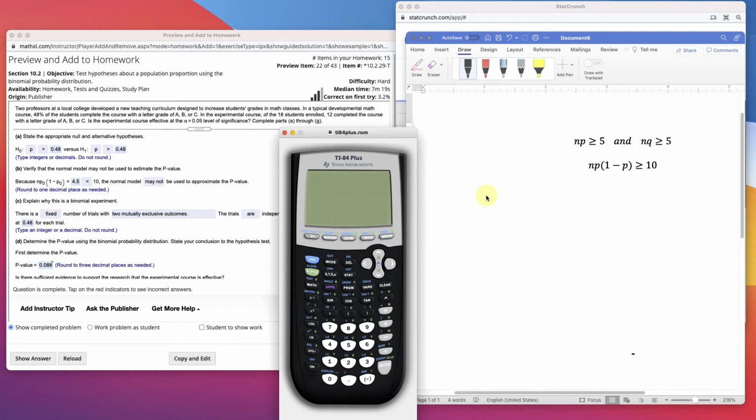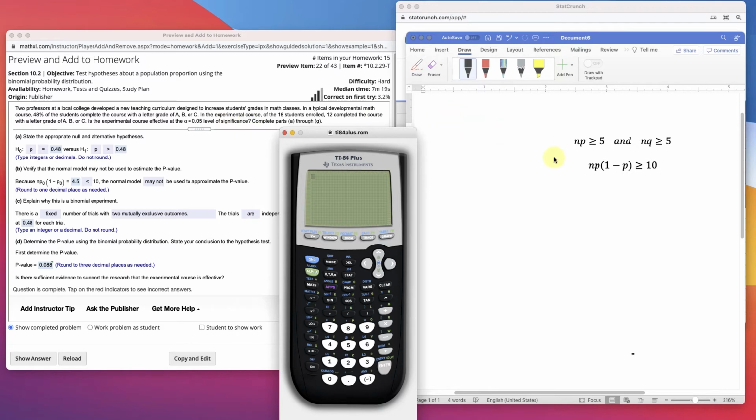Okay, here's a new example, and this example is where we fail to reach this requirement, and we have to use a binomial calculator. We can't use a normal approximation on this stuff. So 2 professors at a local college developed a new teaching curriculum designed to increase the students' grades in math classes. In a typical developmental math course, 48% of the students complete the course with a letter grade of A, B, or C. The experimental course, 18 of the students enrolled, 12 completed the course with an A, B, or C. Is the experimental course effective at the 0.05 level of significance?